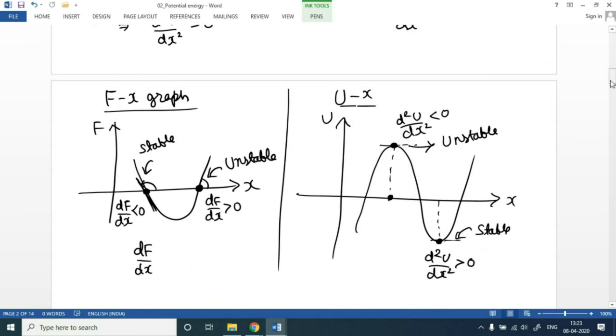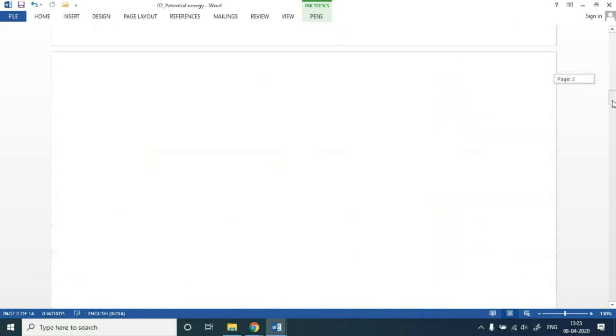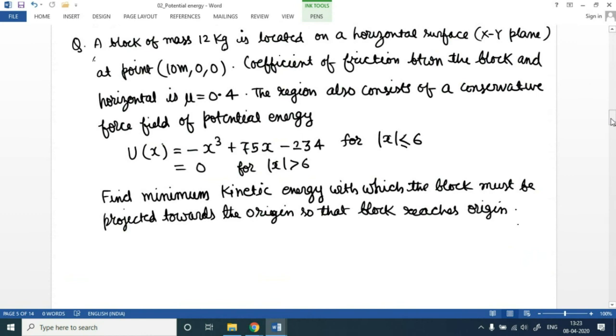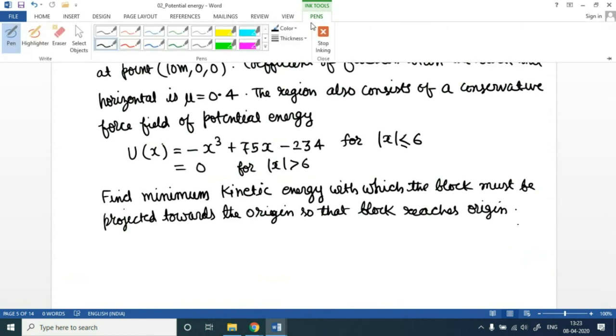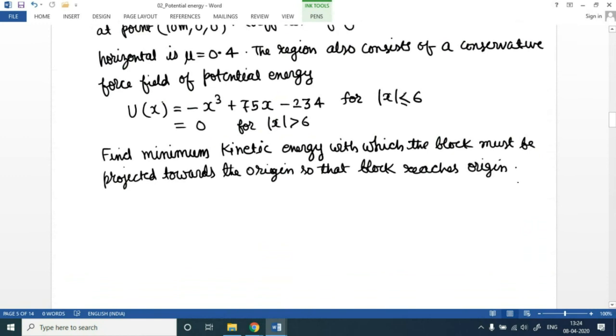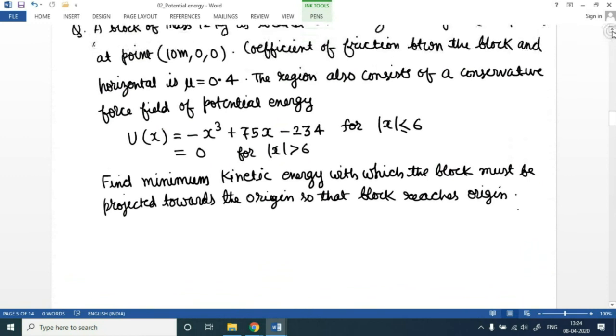So now very quickly let's cover one problem, and that will conclude our session. And this is the problem I am looking to solve over here. So let's use some other color pen. So this is the question: a block of mass 12 kg is located on a horizontal surface that is the xy plane, and its initial position, let me draw a picture also.